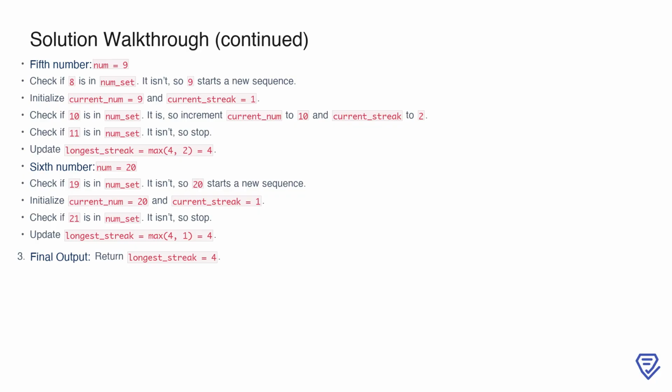After that, we process 20. Since 19 is not in the set, 20 starts a new sequence. We set current_number to 20 and current_streak to 1. Since 21 is not in the set, the sequence ends, and longest_streak remains 4. With no more numbers to process, we return longest_streak, which is 4.